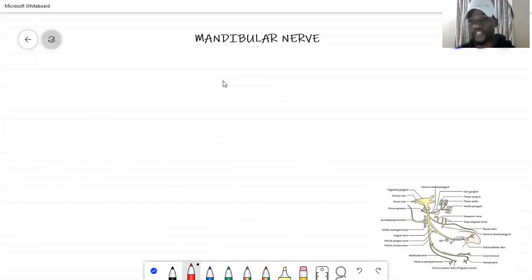And both the divisions have their specific branches and everything. So it's going to be complicated. As you can see, this picture here, it's complicated. And that whole of this is the mandibular nerve. The whole of that is the mandibular nerve and its branches. So for you not to cram that, you must understand what I'm about to say here.